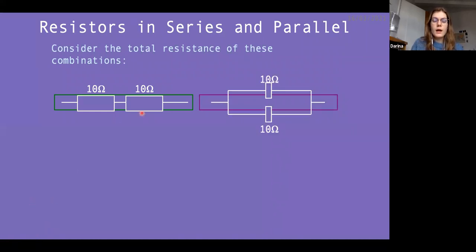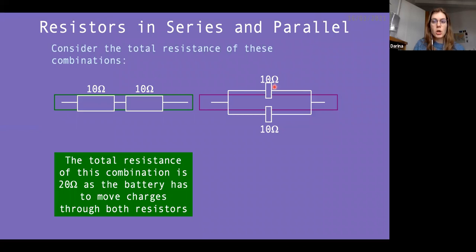So what do you think the total resistance of this combination would be? Have a go. Any ideas if you just add them together? Oh, you only have the two there. So it would be 10 plus 10. We're not taking into account these ones just yet. So 20, great.